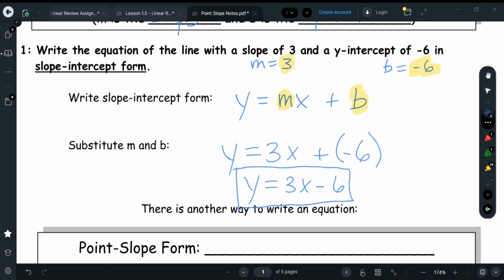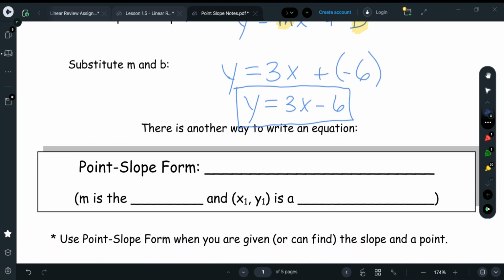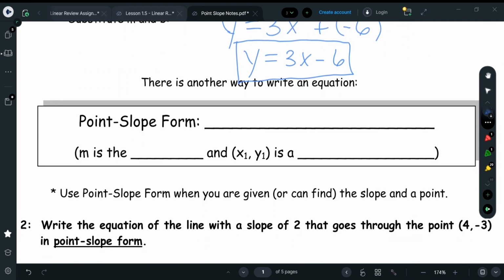This is what we talked about in our first set of notes. Now we're going to talk about a different form, still of a linear equation. It's good to know these different forms. Depending on the situation, one can be more helpful than another. So point slope form looks like this. This is the general form. Y minus y1 equals m parentheses x minus x1.